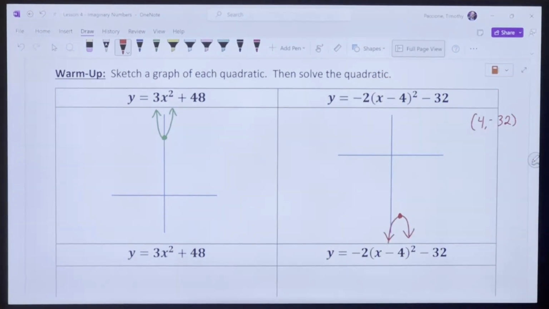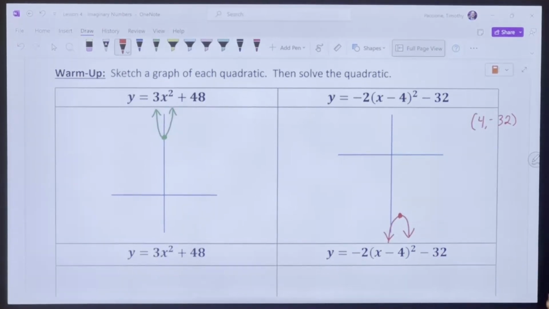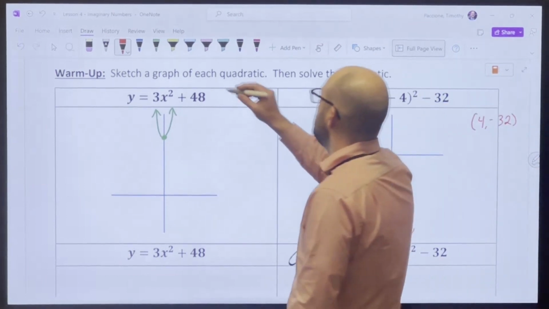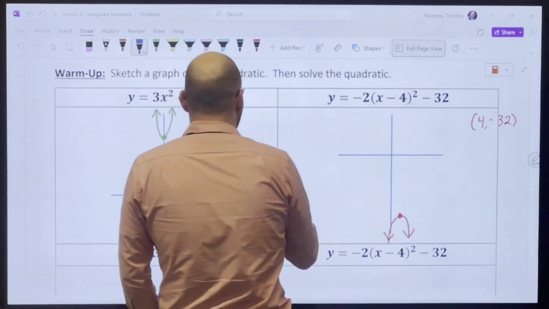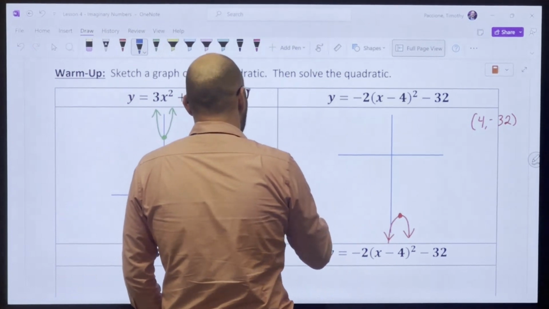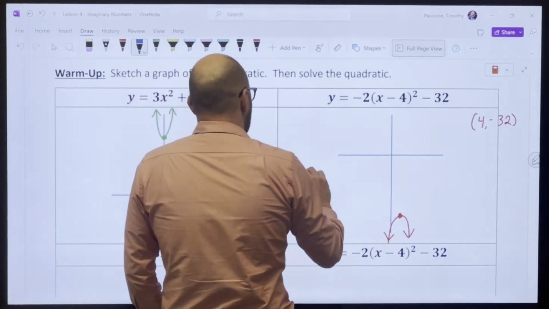Okay? What do these two things have in common? Well, they're tiny and they're really far away from what? The x-axis. Do they cross the x-axis? No, so they don't have what? X-intercepts. So we have no x-intercepts in both situations. No x-intercepts. Okay?